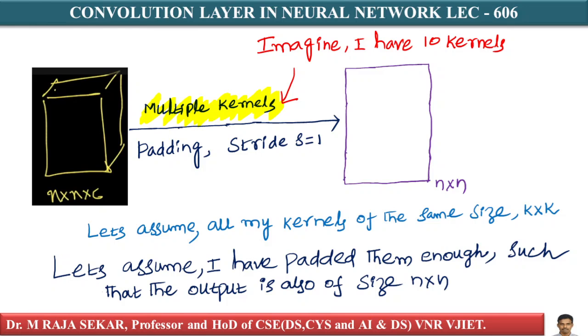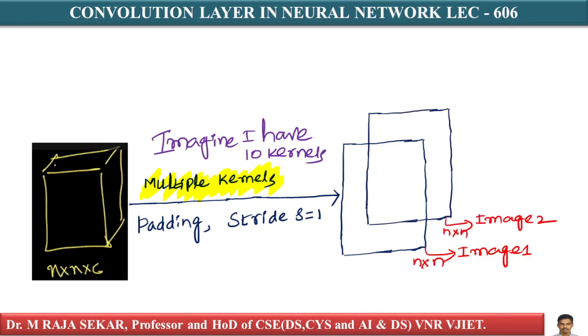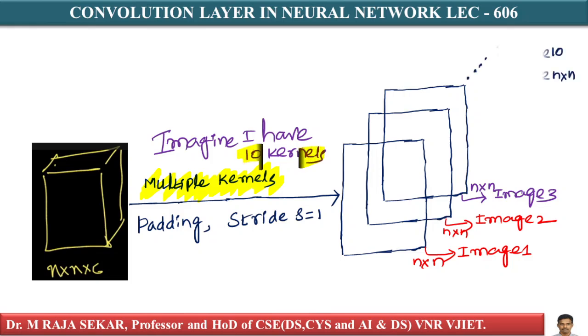I will get 10 images. For each kernel, I will get an image. For kernel 1, for kernel 2, and so on, I will get 10 images here: image 1, image 2, image 3, and so forth. All of them are of size n cross n because I padded sufficiently. So this is how a convolutional layer looks like.